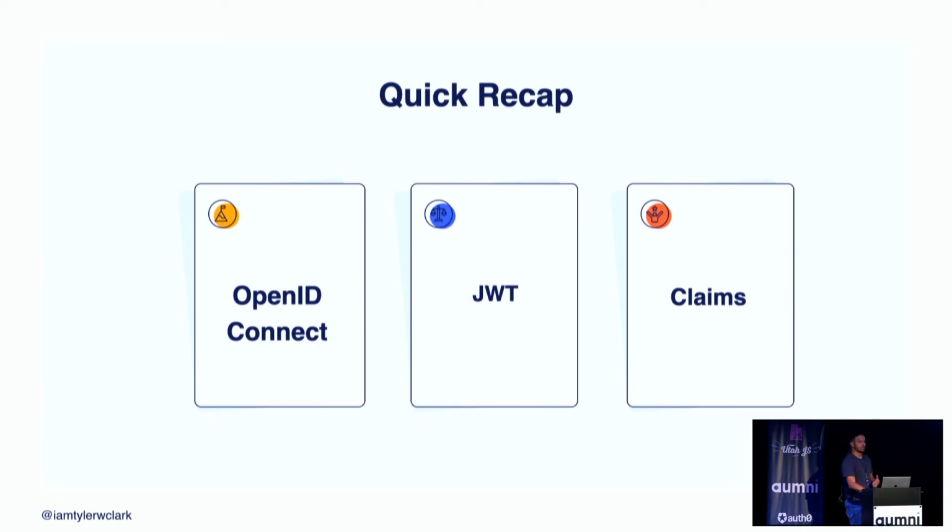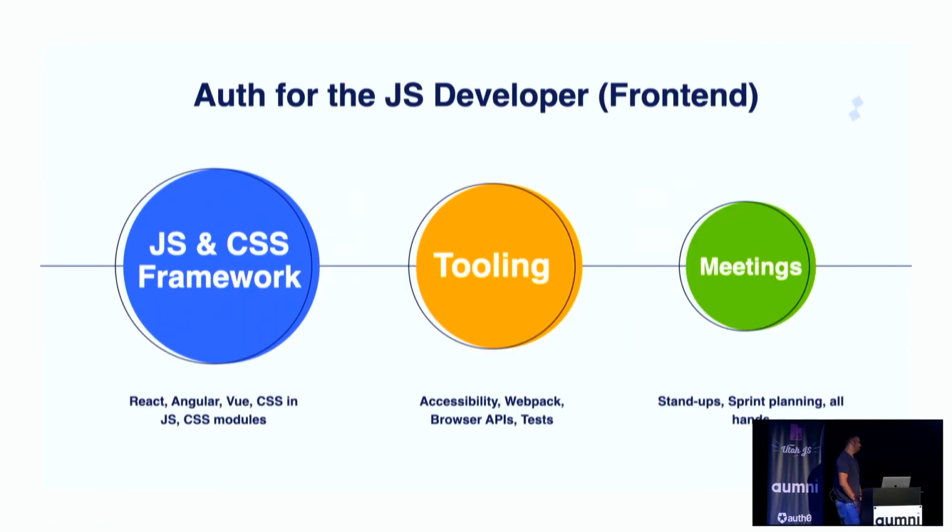These tokens are JWTs, JSON Web Tokens, and on the tokens there are claims about a user or about their access, depending on if you're working with ID tokens or access tokens. All right, so there's a lot of buzzwords there, and there's a lot going on there.